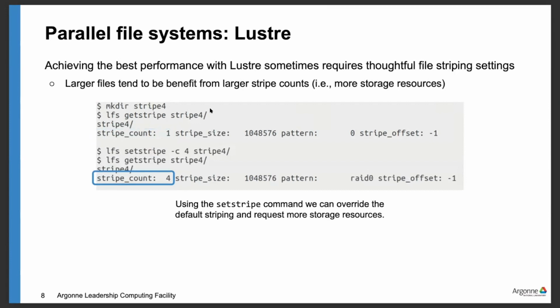You could use the LFS setstripe command with a count of 4 to bump up the stripe count to 4. And in this case, every file you create in this directory will be striped across 4 different object storage targets.